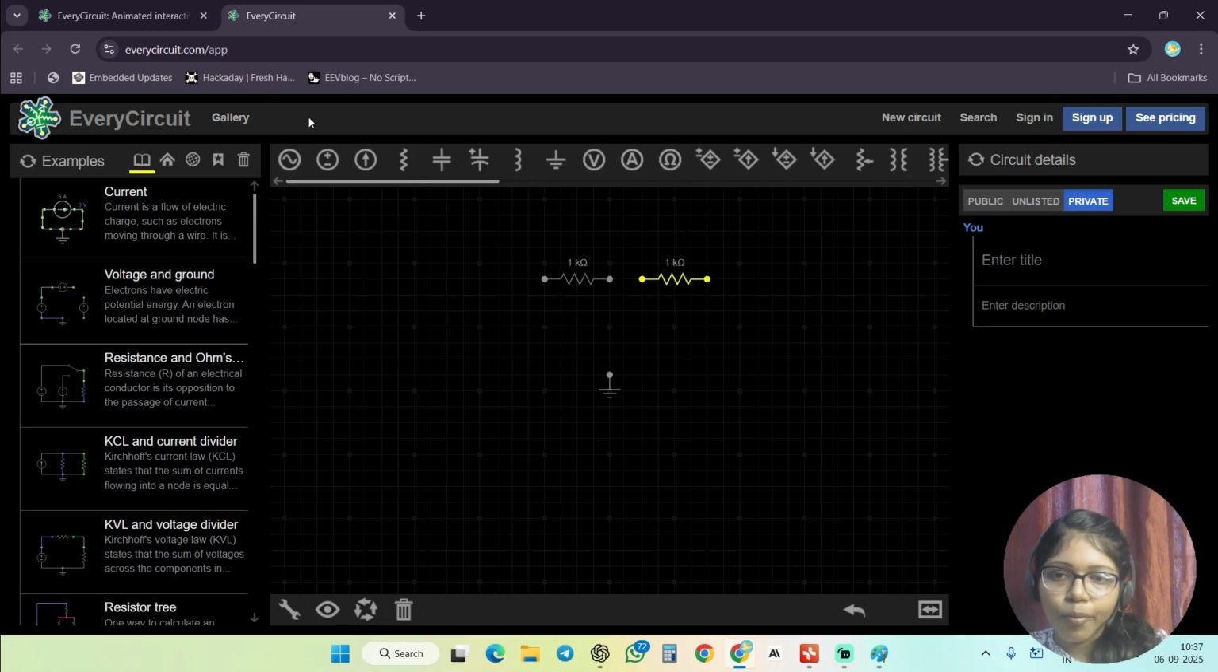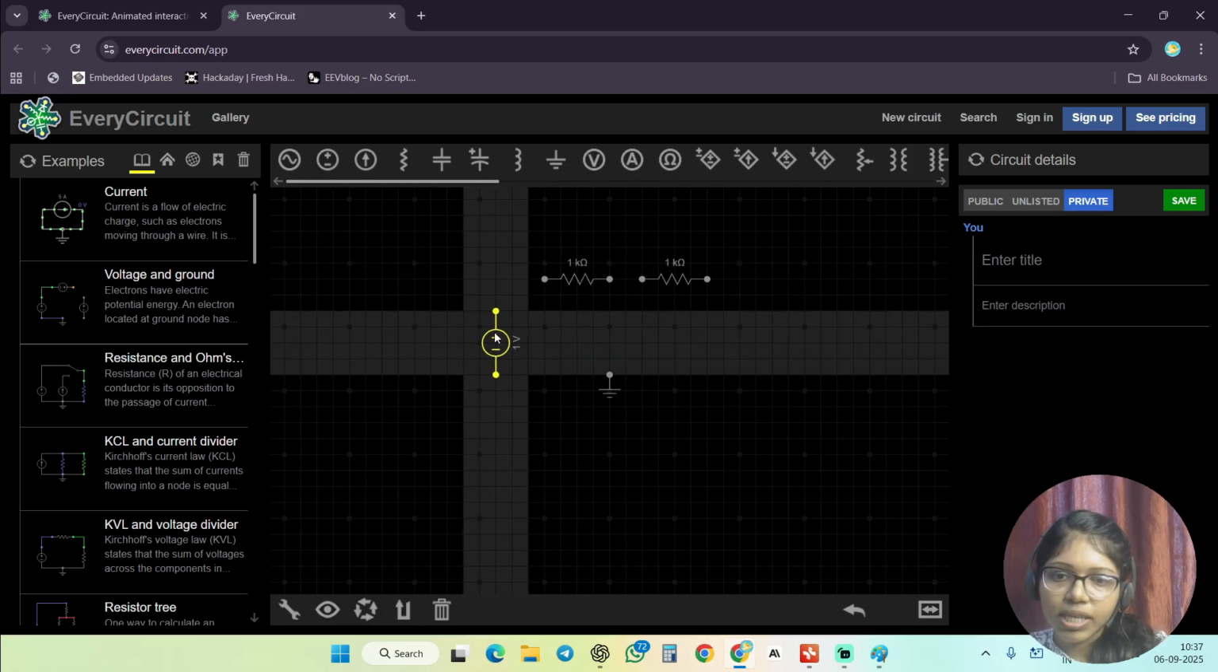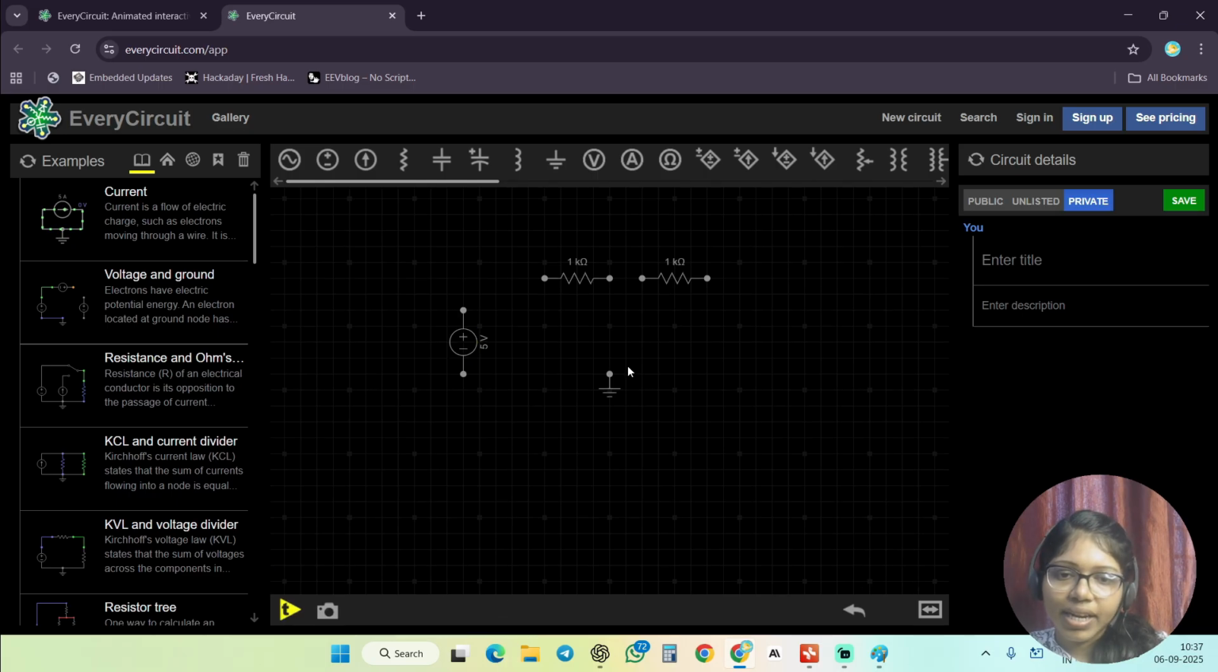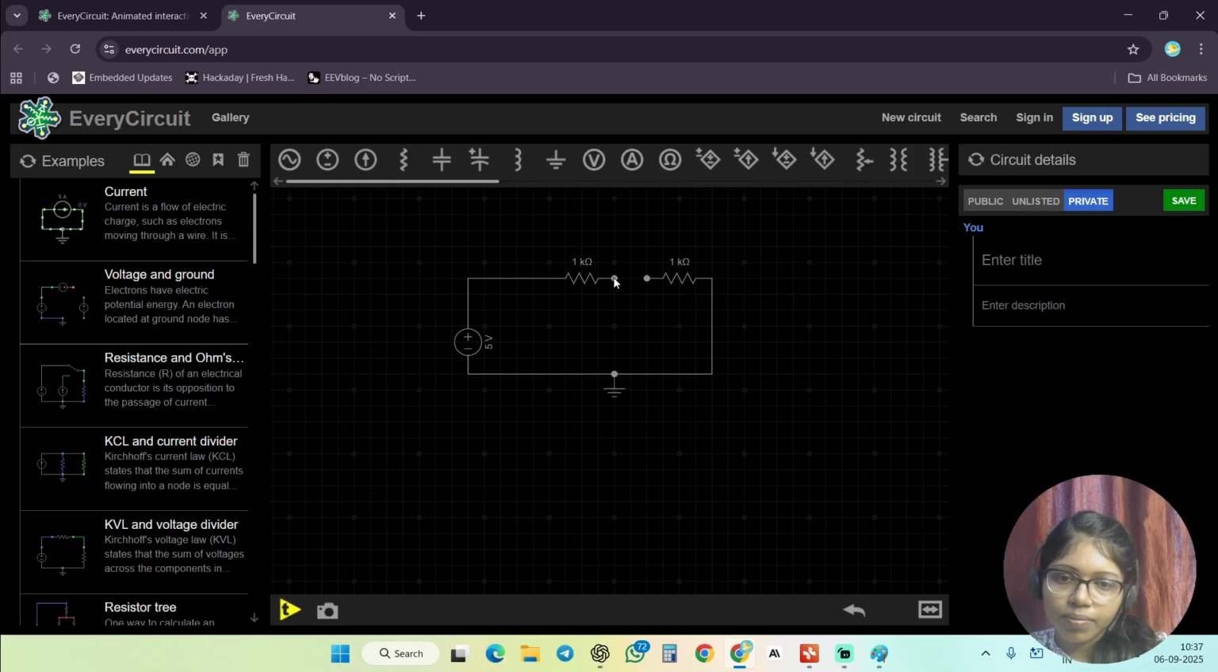After that, I'm going to apply some voltage. For example, I'll give 5 volts, and finally it is grounded. Now I'm going to run this connection. Here what I've done is a series connection of resistors.